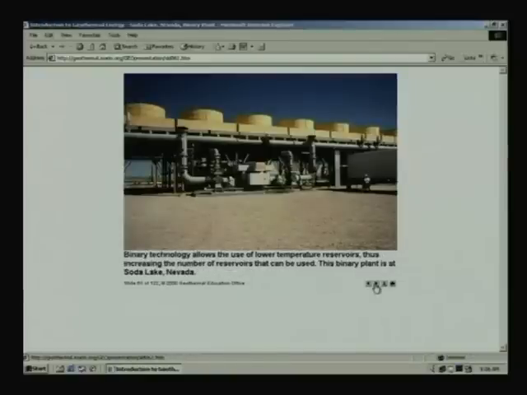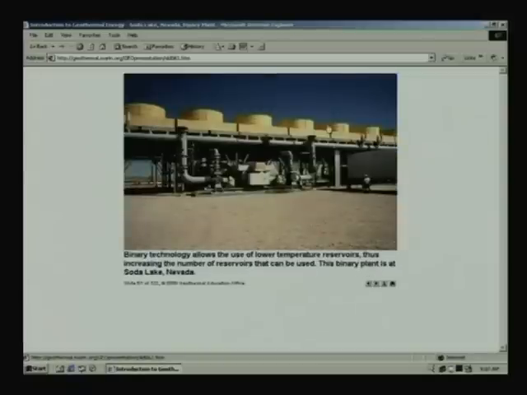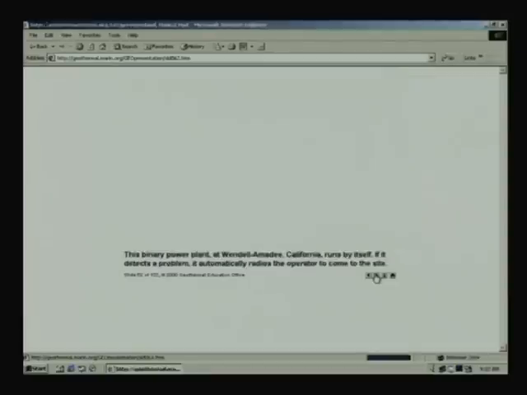Here is a binary fluid cycle in the Soda Lake in Nevada in United States, and here is one that is in the island of Hawaii. What are these exactly? These things, or in this case, what are these things? Condensers, yes. So you have to have the relatively large condensers because of the relatively lower temperatures there.